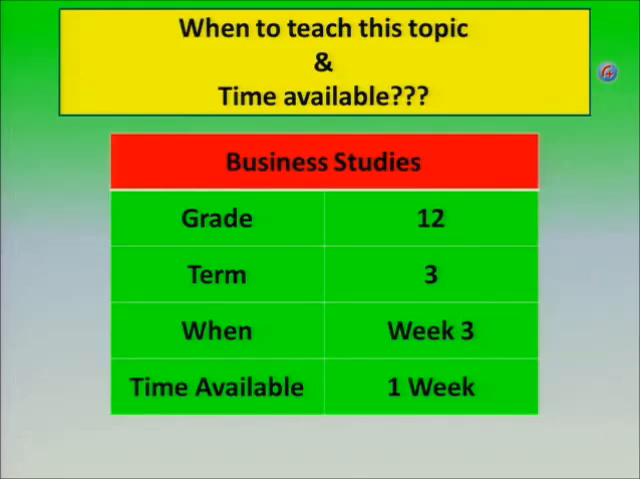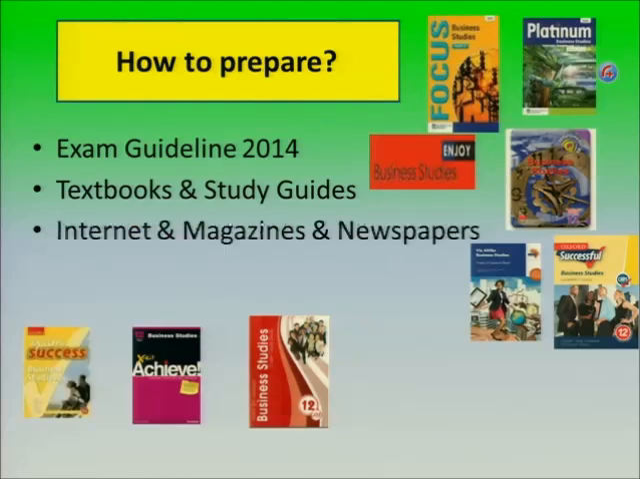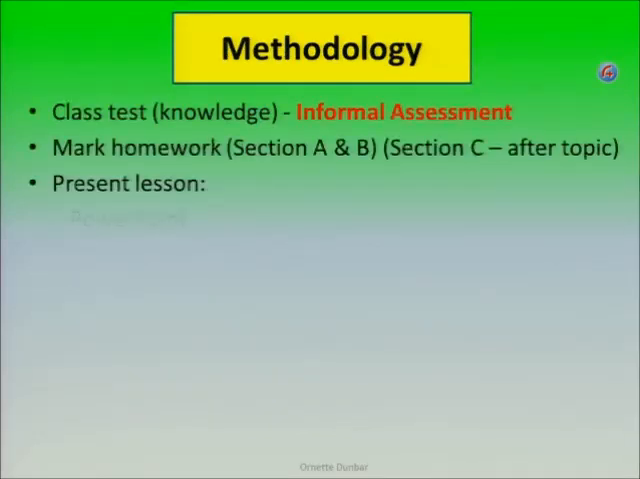Right. Now, you have done this already in the third term. You spent 1 week on it. Today we'll only spend 45 minutes to an hour and a half on it, and you must listen very carefully as we go on. Once again, what do you need to prepare yourself on this topic? You need the examination guideline as well as textbooks and study guides. The rest you can leave out for the purpose of preparing yourself on Wednesday. You need the examination guideline and the textbook that you are using in class.